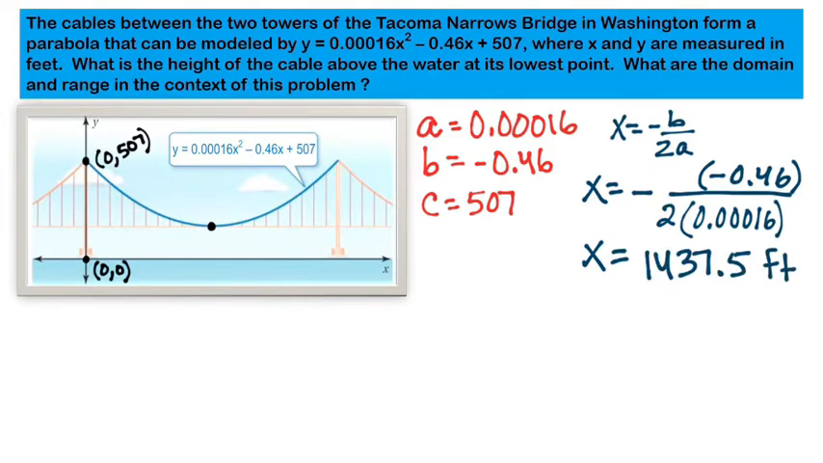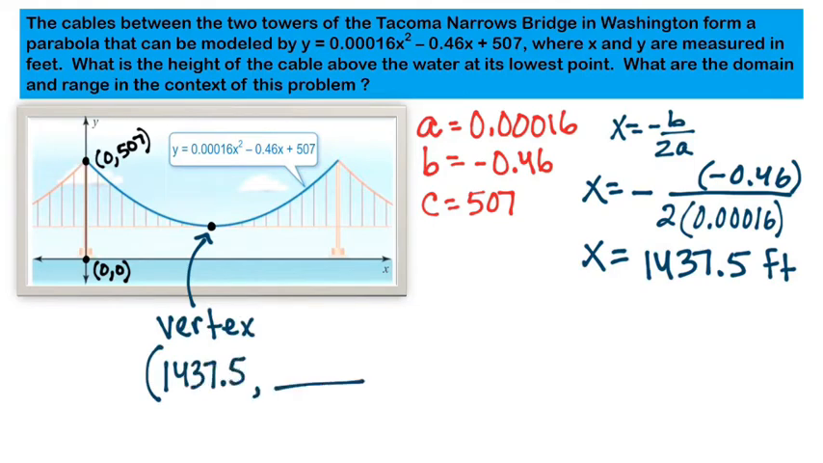As you can see, I've substituted b and a into the formula for finding the x-coordinate of the vertex, and the x-coordinate of the vertex is 1,437.5 feet. Now I'll use the original function to find the y-coordinate of the vertex. And the y-coordinate of the vertex will give us our minimum value, and that will be the answer to the first part of the question.